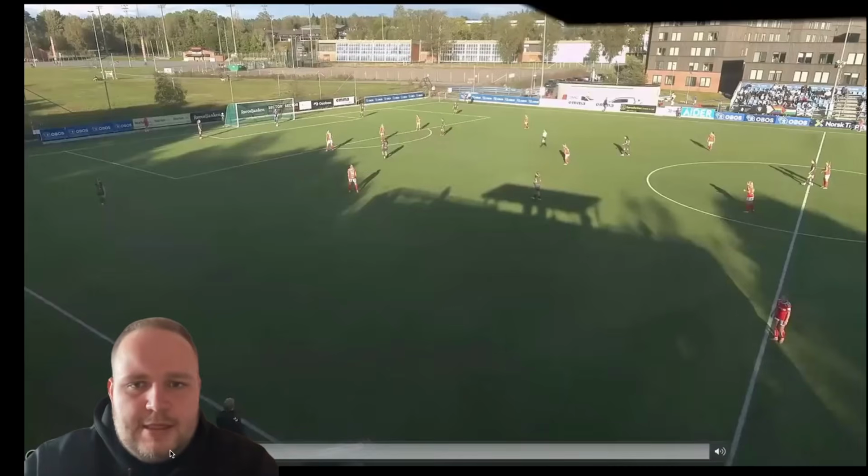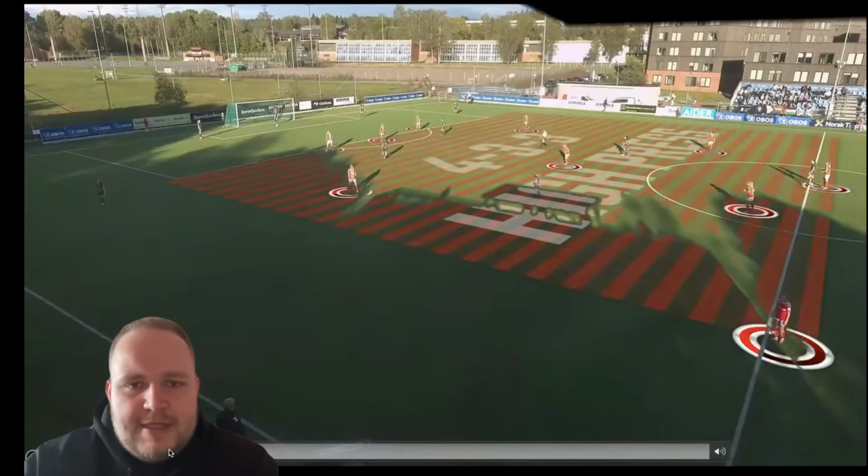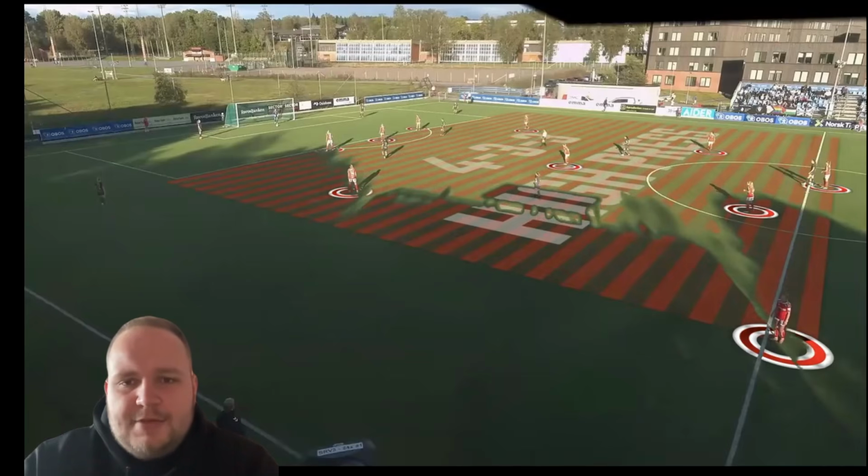This is what we're going to be focusing on, the red team here. We've got Rosenborg defending in a 4-3-3 high press. As you can see, it looks quite nice on the field. This is something that I was a big advocate for in terms of being able to use telestrations for the players.